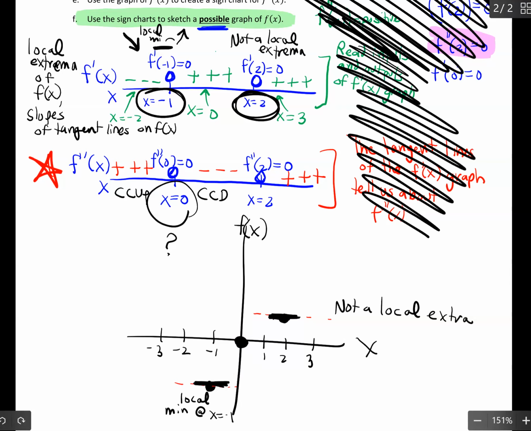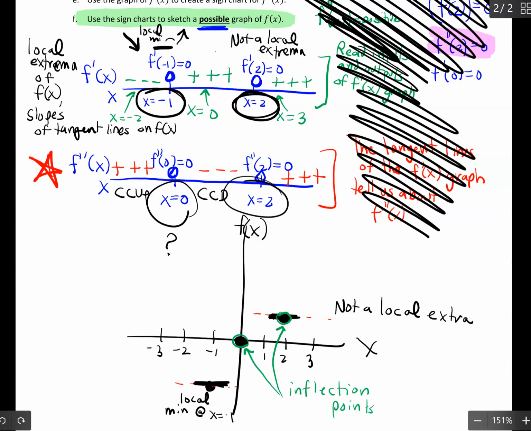Okay. So that's going to be an inflection point because I'm going from concave up to concave down. And I'm going to have another inflection point when x equals 2. So let me just label those inflection points. So this is going to be an inflection point at x equals 0 and another one at x equals 2. These are inflection points.